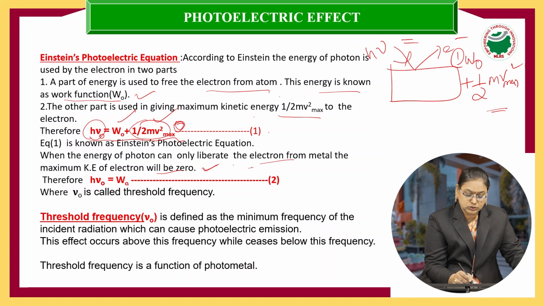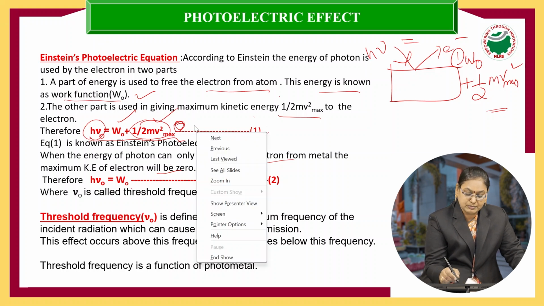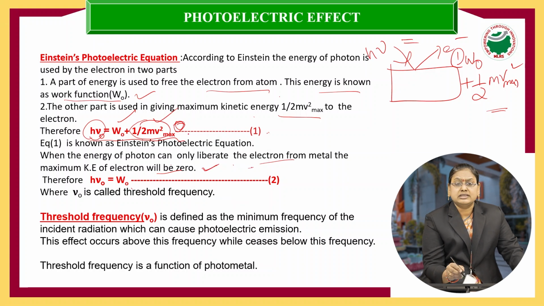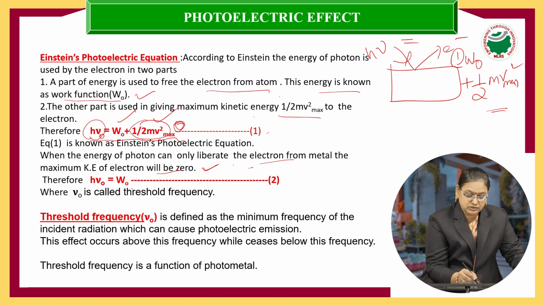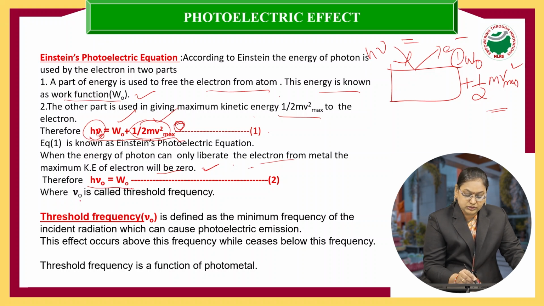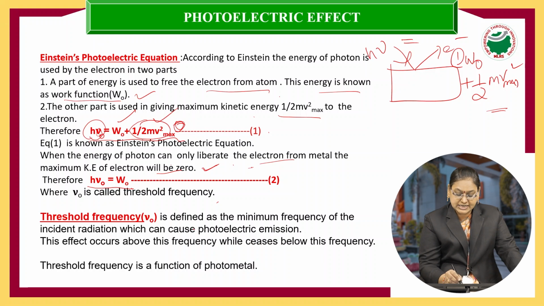So equation 1 becomes h nu naught is equal to W naught. In equation 1, kinetic energy is 0, so half m v maximum square is 0, and when the electrons are only emitted and do not possess any kinetic energy, at that time the frequency of the light is known as the threshold frequency. Therefore we represent this nu by nu naught. So this equation becomes h nu naught is equal to W naught, where nu naught is called the threshold frequency.